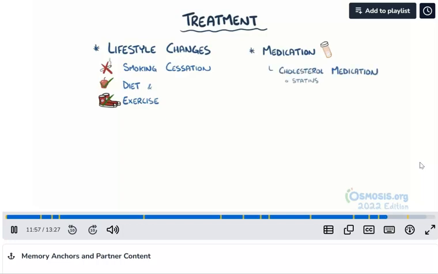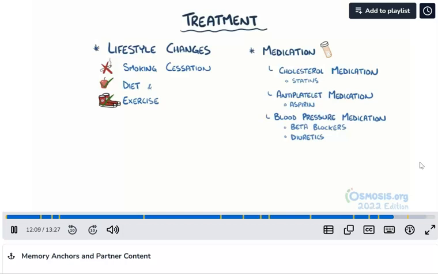Cholesterol medications like statins can be used to improve lipid profiles. Antiplatelet medications like aspirin can be used to reduce blood clotting, and blood pressure medications like beta blockers, diuretics, and angiotensin-converting enzyme inhibitors, or ACE inhibitors, can help lower blood pressure.